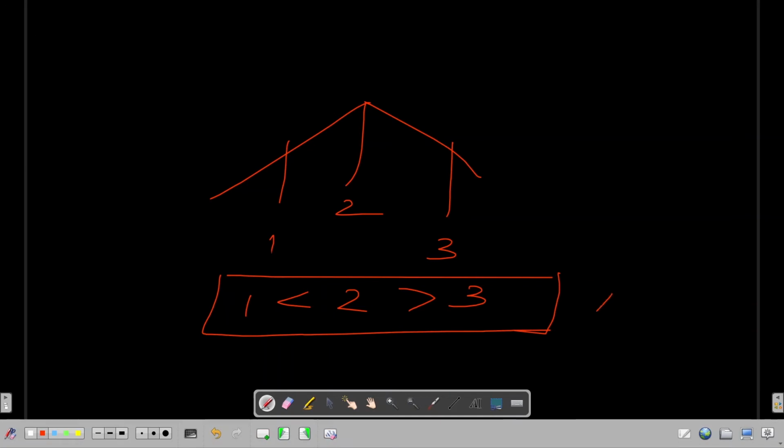Clearly, if this condition comes, 2 is pointing to the top of the mountain peak, and you can break and come out of whatever loop or recursion you are applying. So this is the breaking condition of that. Now, obviously, you need to cover two more conditions, which are actually the end conditions.